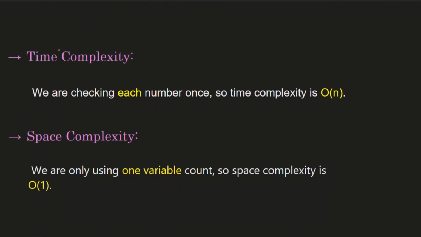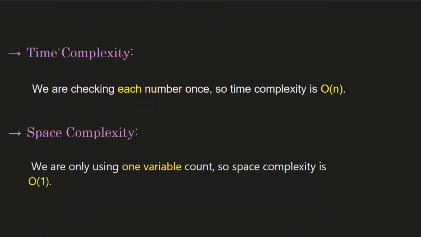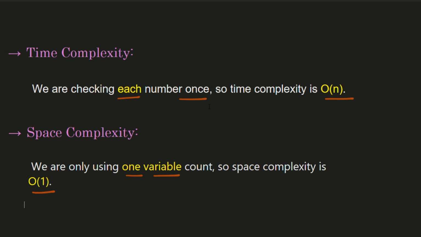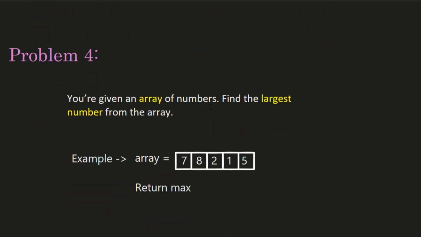Time complexity. Since we are checking each number once, so time complexity is O(n). Space complexity. We are only using one variable count, so space complexity is O(1). Even if the array grows from 10 to 1 million elements, we're still just using one counter, so no extra memory is being used. Problem 4.